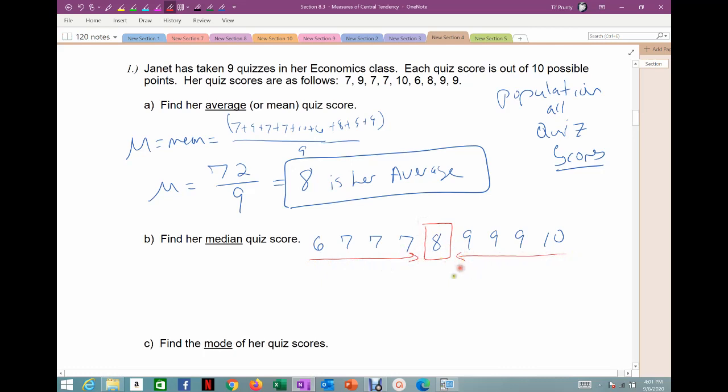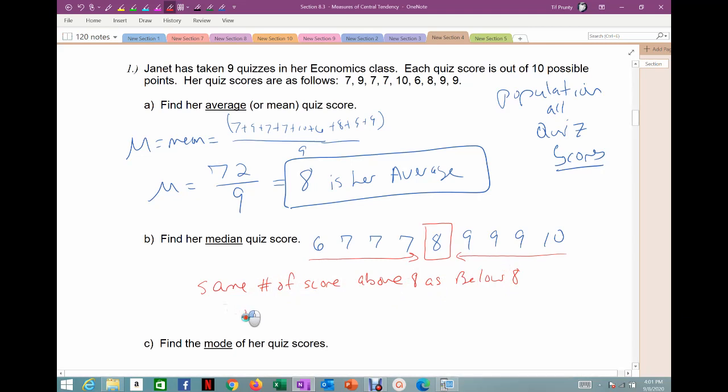8 is in the middle because there are 4 scores above 8, and there are 4 scores below it. So it means it's in the middle. There are the same number of scores above and below the 8, right? In this case, 4 scores above 8 and 4 scores below 8. So 8 is in the middle.